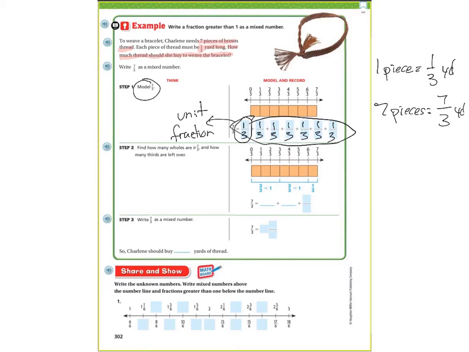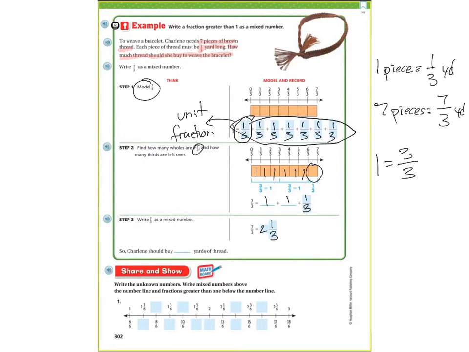Now, step 2, find out how many holes are in 7/3. Okay, well, can we agree that 1 hole is equal to 3/3? Where did I get thirds? I have to stay with thirds right there. Can we agree 1 hole is equal to 3/3? Sure, I would agree with that. So 3/3, 1, 2, 3. There's 1 hole. 1, 2, 3. There's another hole, and then I have 1 little third left over. Okay, now all you have to do is just add them up. 1 plus 1 is 2, and then you have your 1/3 left over.